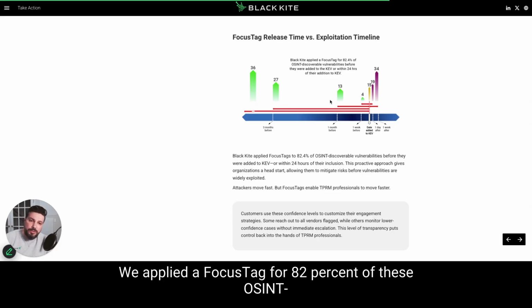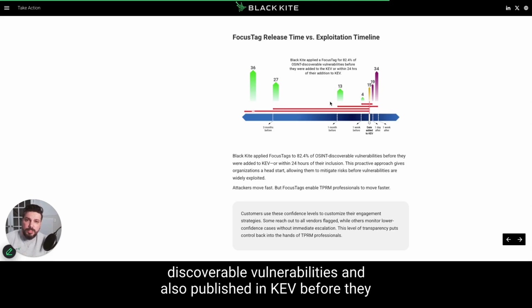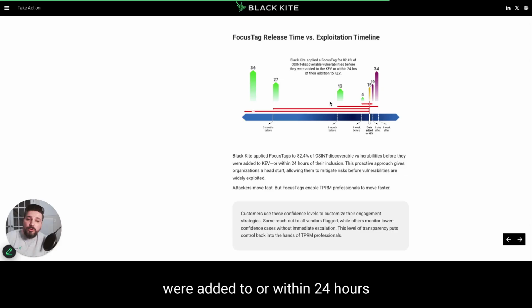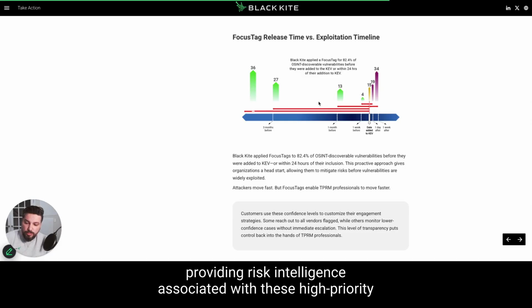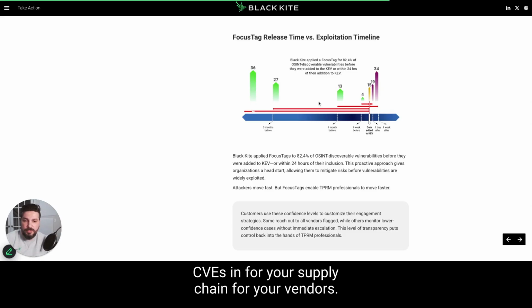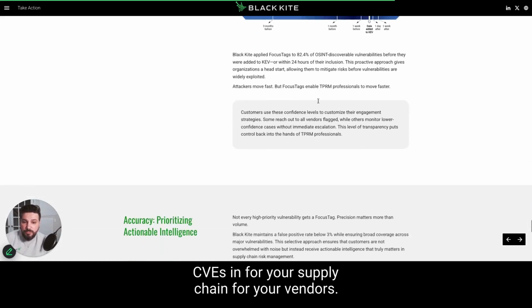We applied a focus tag for 82% of these OSINT-discoverable vulnerabilities also published in KEV before they were added to KEV, or within 24 hours of their addition to KEV. We are probably the fastest in this space when it comes to providing risk intelligence associated with these high priority CVEs for your supply chain, for your vendors.